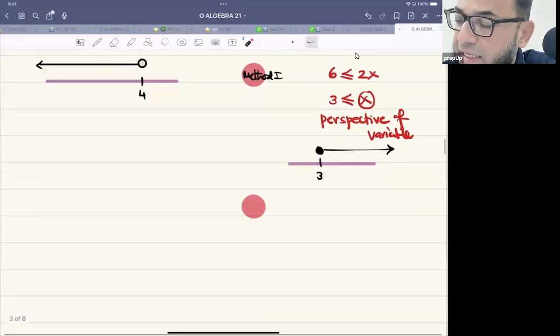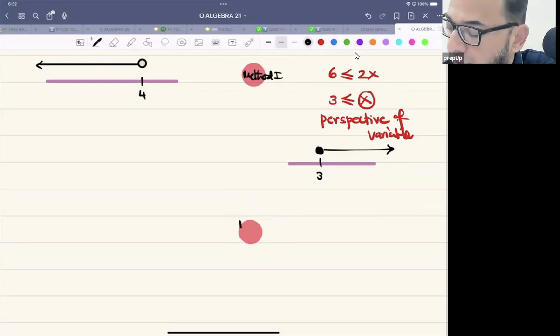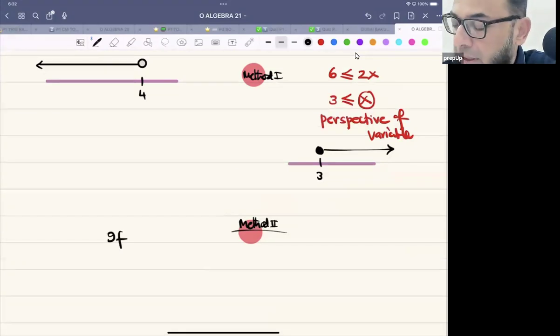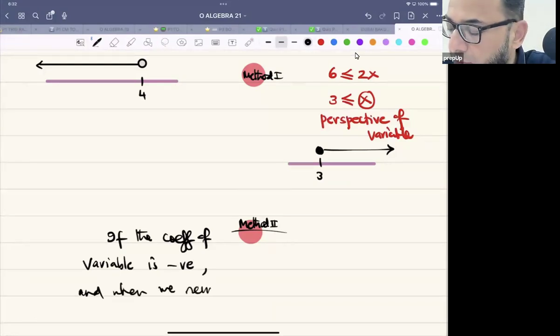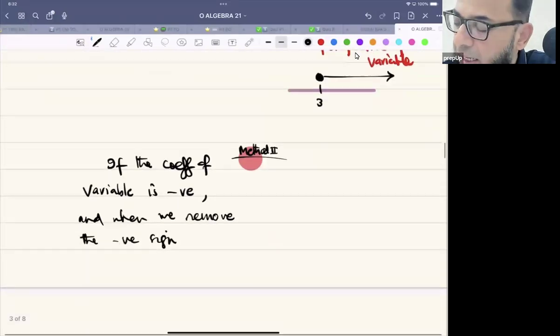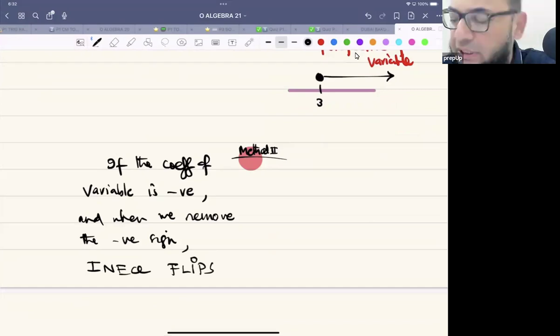Now let me also focus on the other method because that concept is needed. You should be aware of it. That is method number 2. That means if the coefficient of the variable is negative, and when we remove the negative sign, the inequality flips, irrespective of whether the other side is positive or negative.